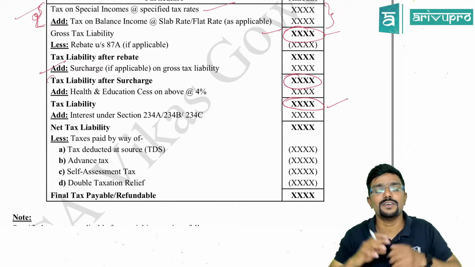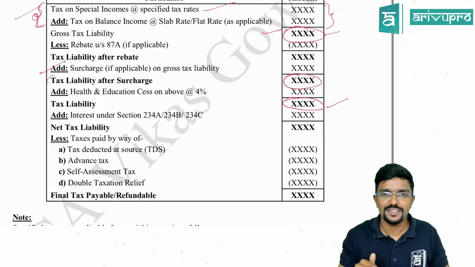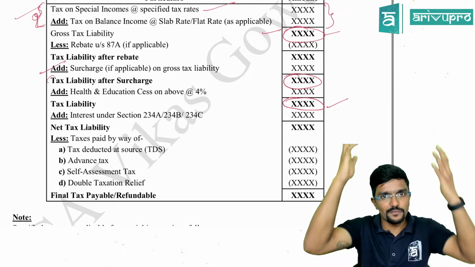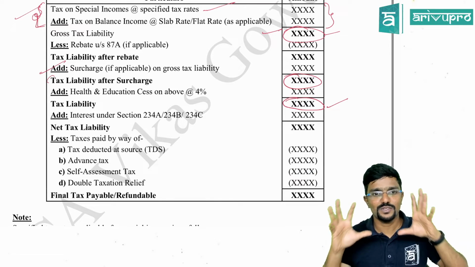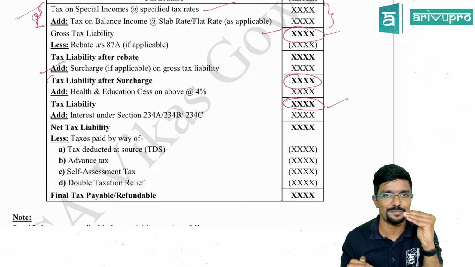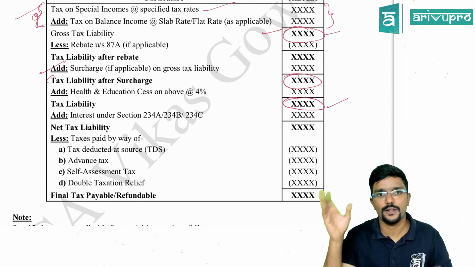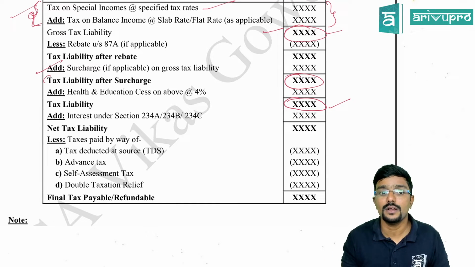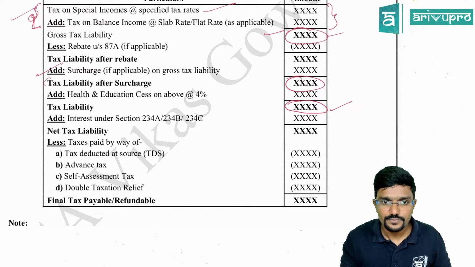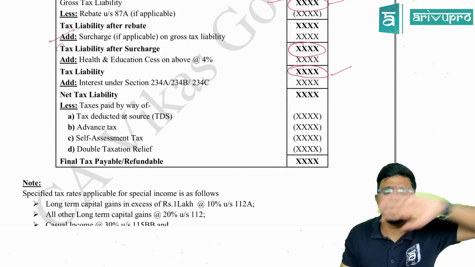Sir, then why I have given this format is, see in this format, everything I have given from the starting to end. That doesn't mean that in every problem, everything will come. So this is the maximum, and how the procedure to calculate tax I have given in this format, guys. Clear? So once surcharge is applicable, you calculate it on what? Gross tax liability. Fine.